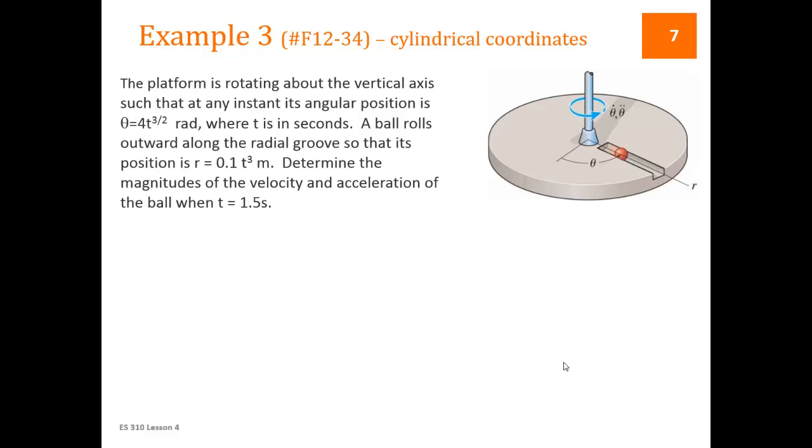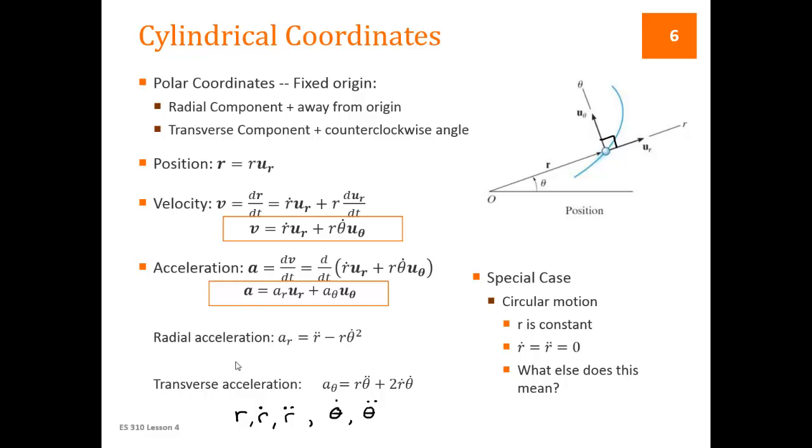All right, so let's take a look at an example of this. We have a disk, it's spinning, and we have a ball that moves outwards along the disk as it's spinning. So we're given an expression for theta, right? So this tells us how it's spinning. And we're given an expression for r, so this tells us how fast it's moving outwards. And we're supposed to determine the magnitudes of the velocity and the acceleration of the ball when t happens to be 1.5 seconds.